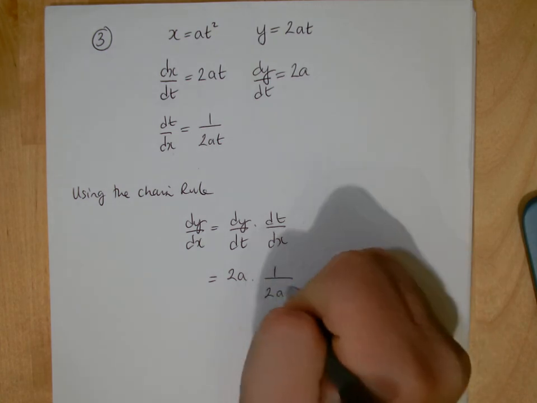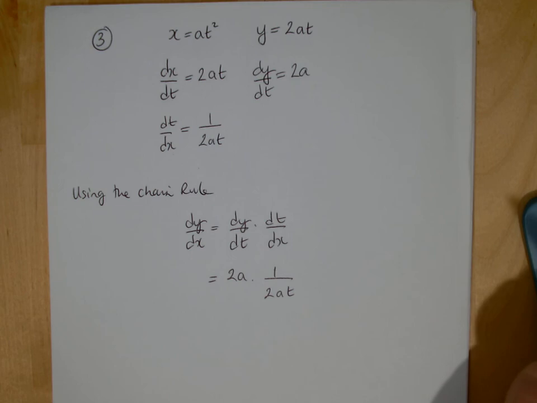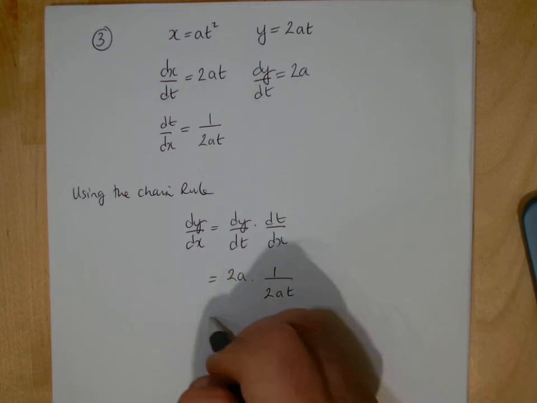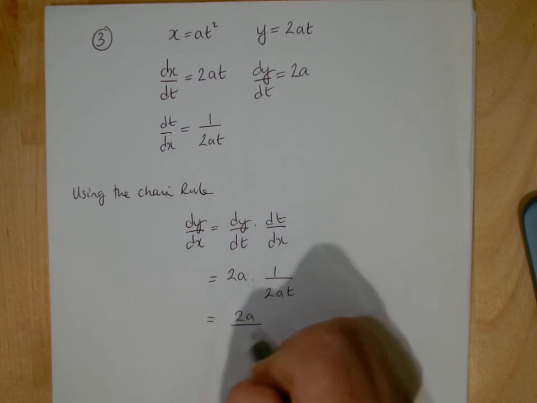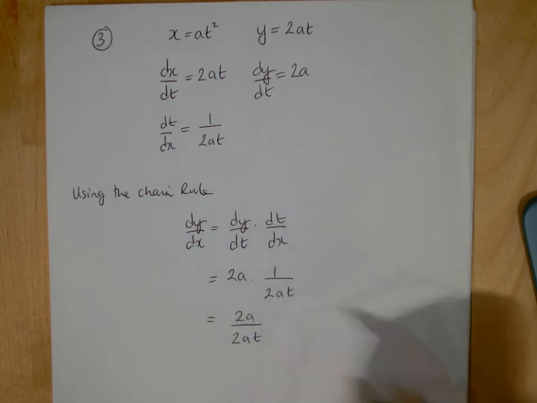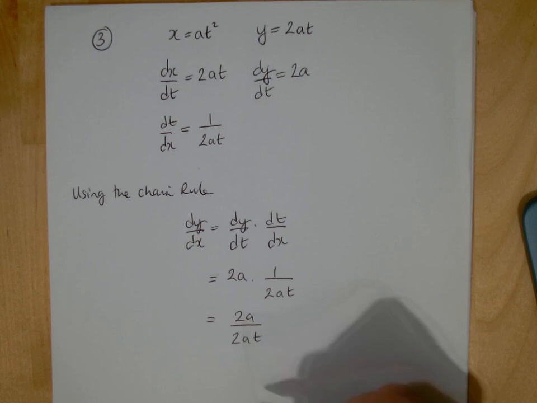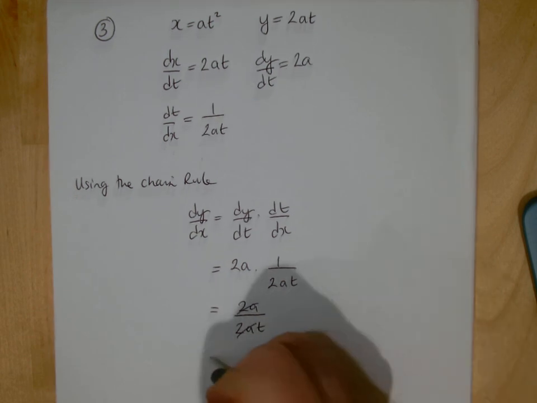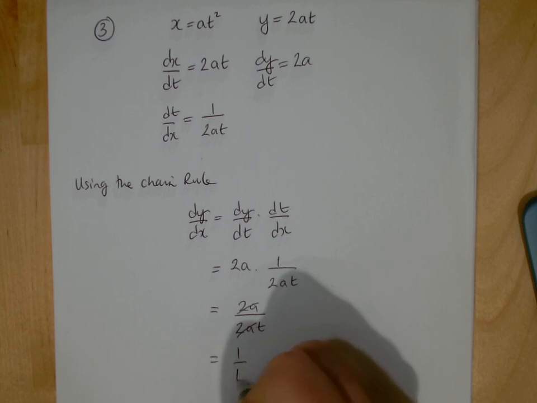And you have that now, 2a times 1 over 2at. If you find it easier, you can write it like this. But what you'll notice is that you've got 2a on top, 2a on bottom. They'll actually cancel each other out, so you'll end up with 1 over t.